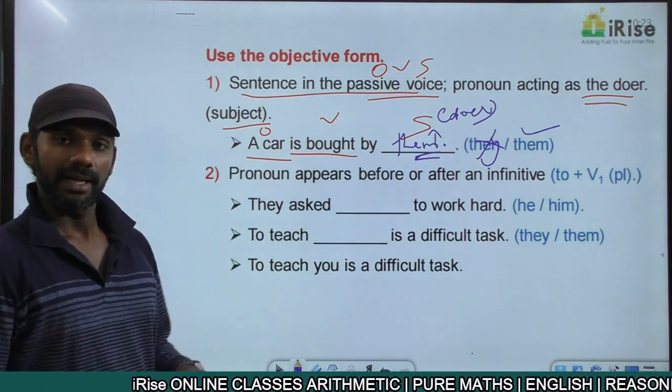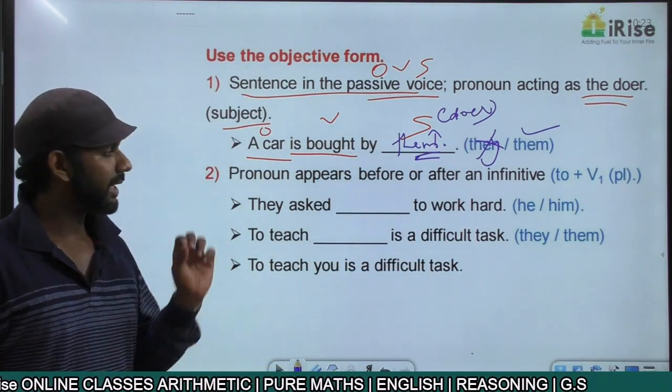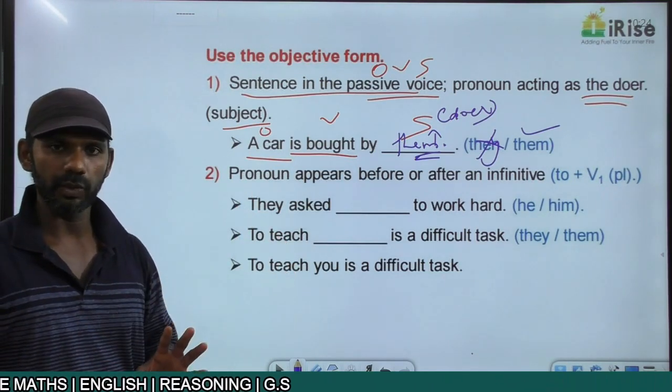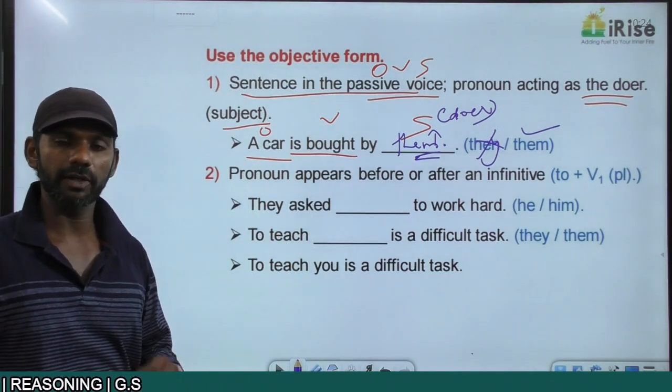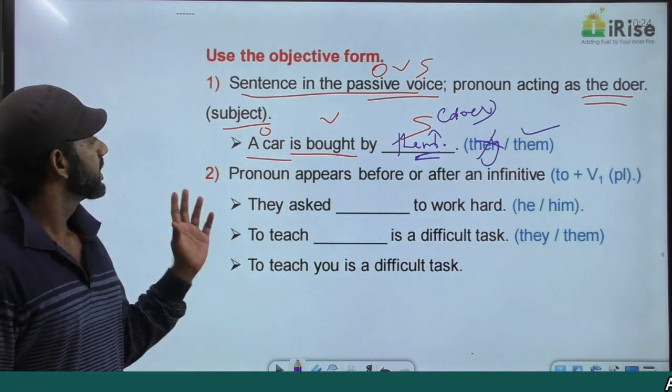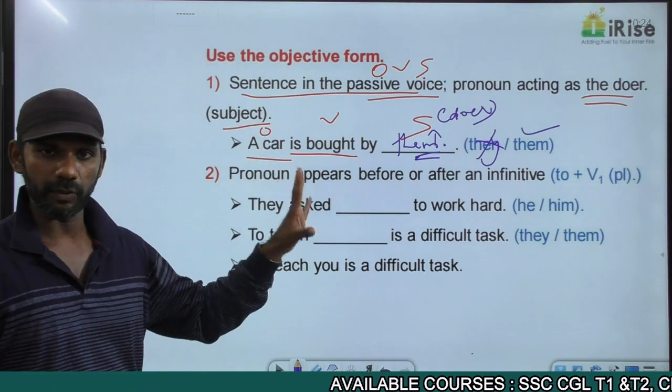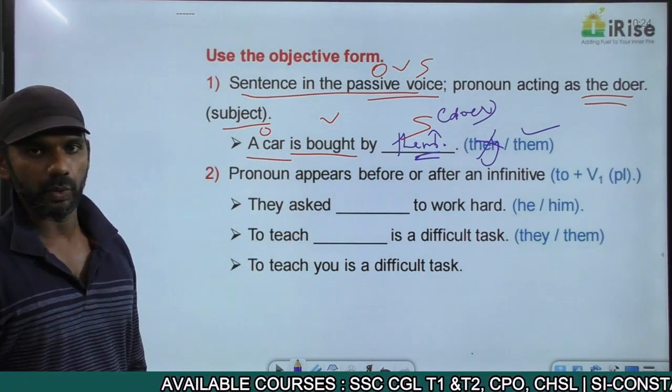This is one reason. I'll give you one more reason for it, coming back to the same statement. You will never get stuck with any rule. If you're not getting help from one rule, forget about it, think about some other rule. So, a car is bought by them. This is the very first rule regarding when to use objective pronouns. Come to the second rule.